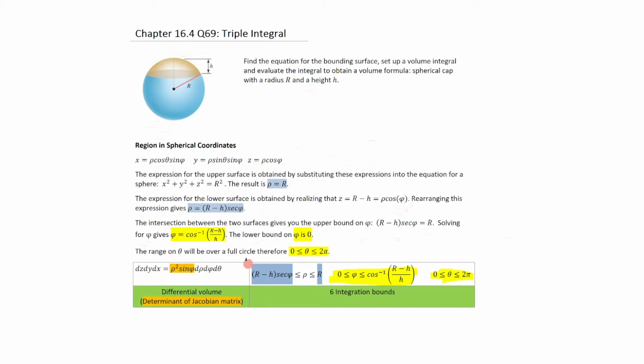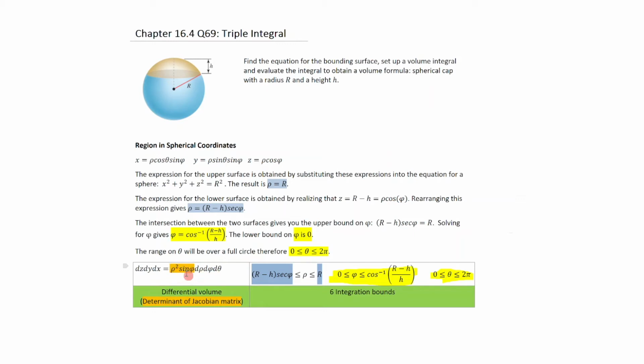The range for theta is just the full circle. That's going all the way around, and so theta ranges from 0 to 2 pi. Putting it all together, we have the differential volume, which from before is just going to be rho squared sine phi d rho d phi d theta.